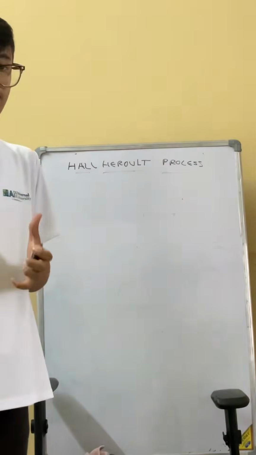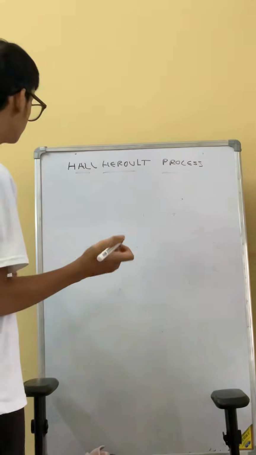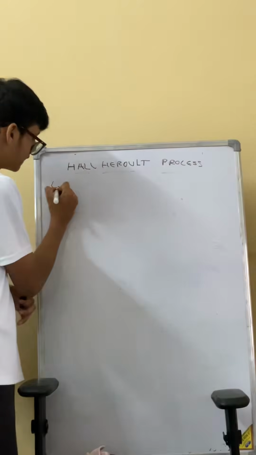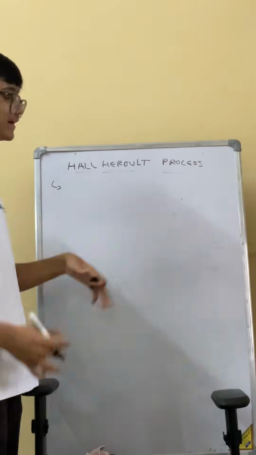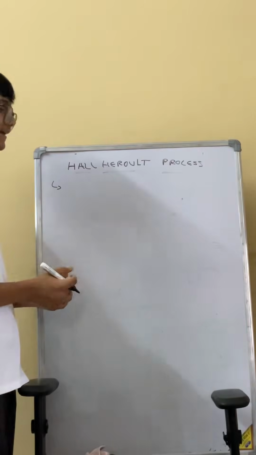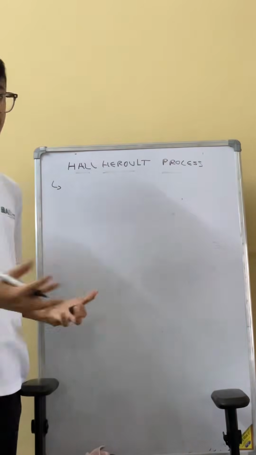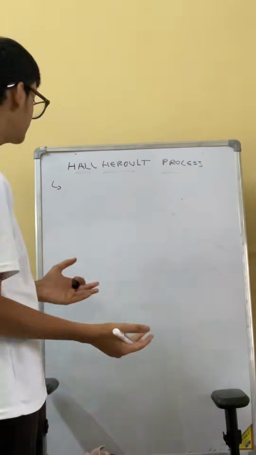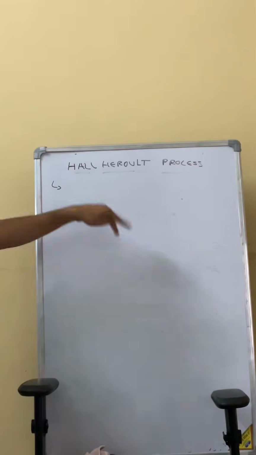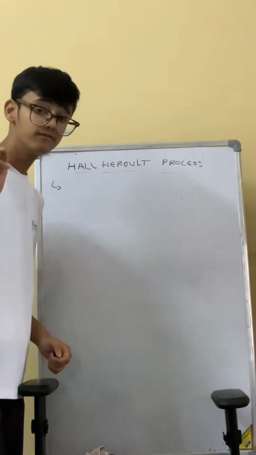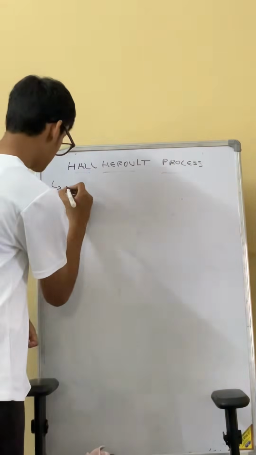So what is basically the Hall-Heroult process? Let me first get the name straight, don't get confused by the name. Hall and Heroult are basically the inventors. Like in science, everything is named after the inventors or the person who first discovered it. Same goes with the Hall-Heroult process. This is something these two guys invented together. For what? Now we're going to see.